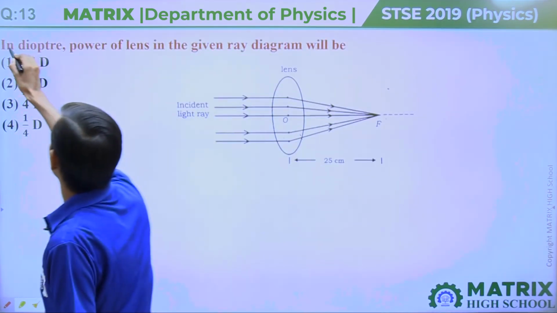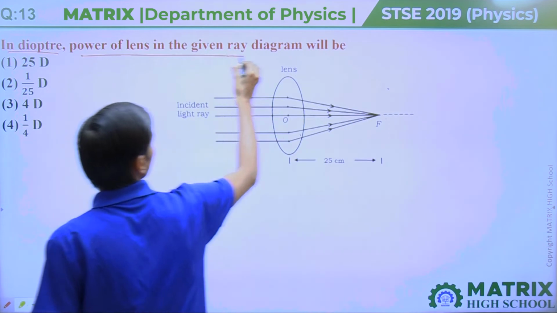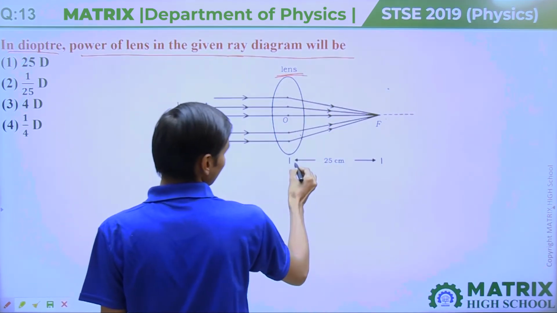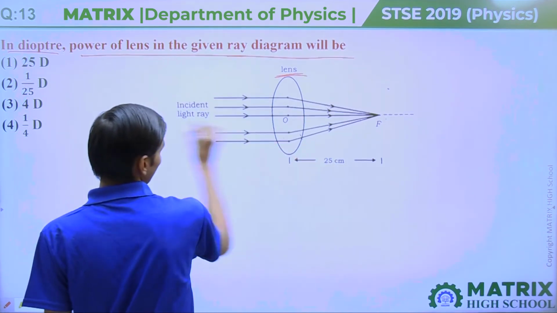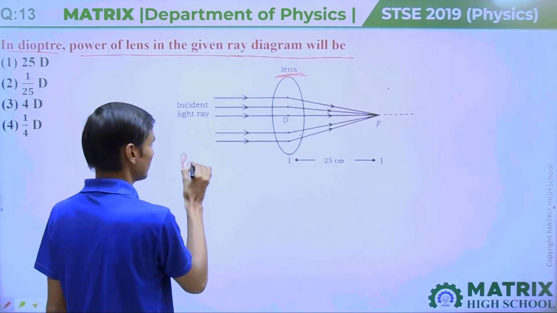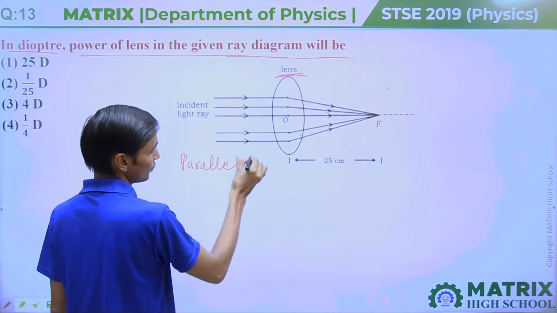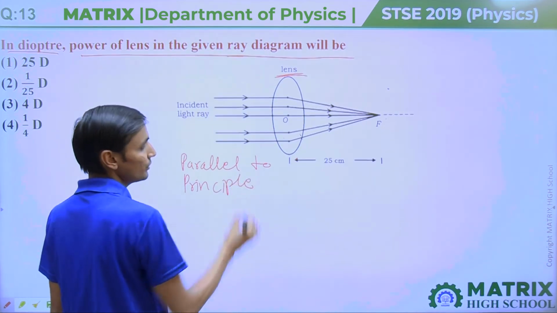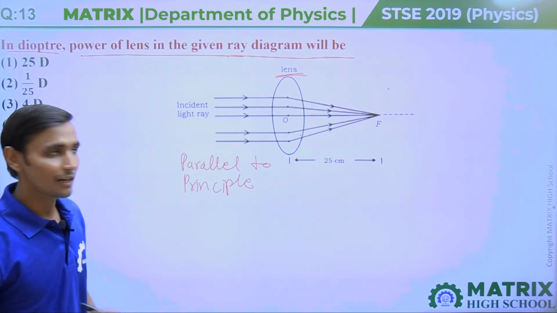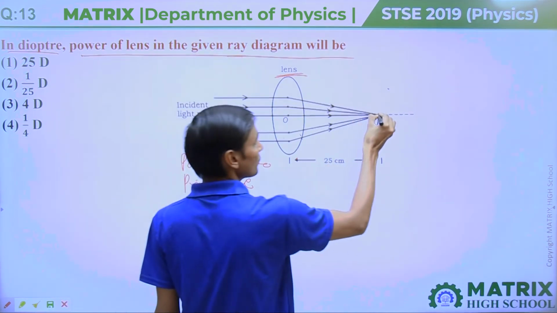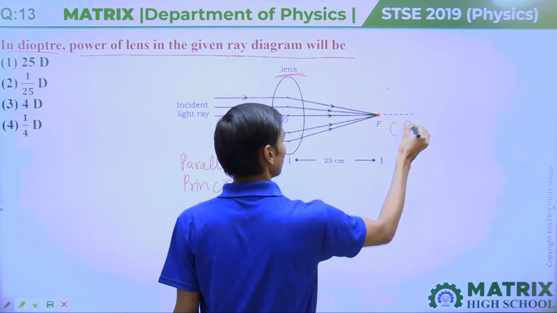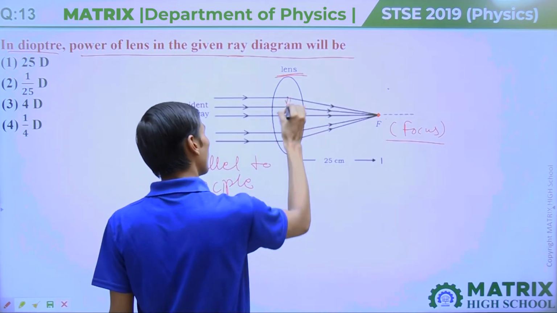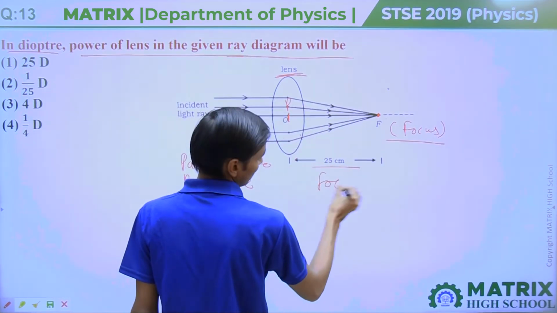In diopter, the power of the lens is given by... the ray diagram will be: a lens is drawn. In this lens, all rays are coming parallel to the principal axis. And as we know, the rays which are parallel to the principal axis meet at the focus. So the distance from the pole to the focus is the focal length.